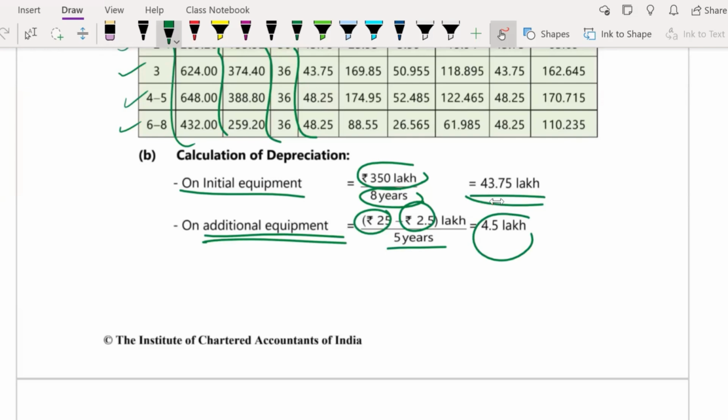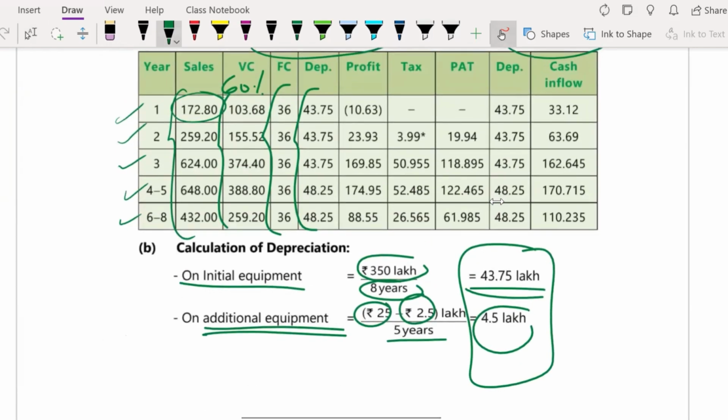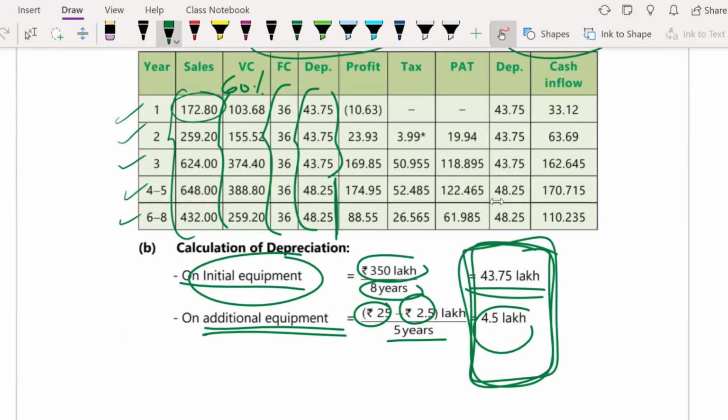So if you total both of these, accordingly you have to do here. For the first 3 years, only the initial equipment depreciation will come. Then for the rest of the years, the total of both will come as depreciation because after that the additional equipment also comes into play. So it is 48.25, 48.25. Okay, then after sales minus variable cost minus fixed cost minus depreciation, you arrive at your profits.